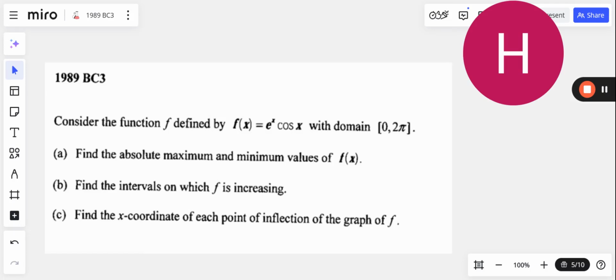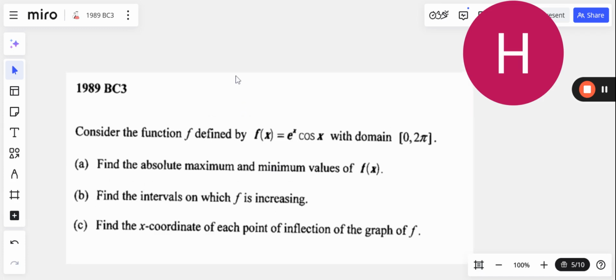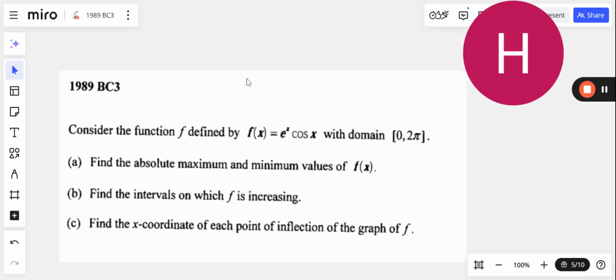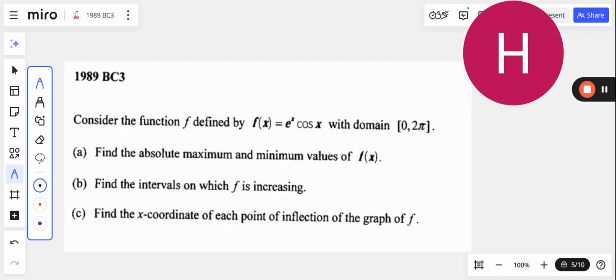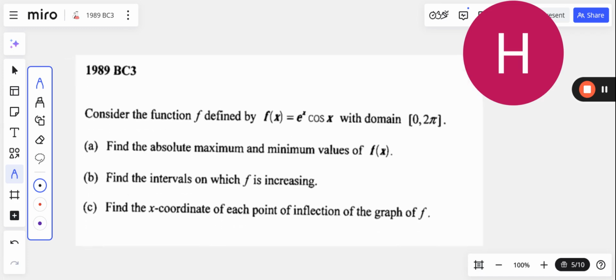This is math from the void, math coming at you out of nowhere. Today we have a problem from the 1989 AP Calculus exam. This is from the BC exam, but it is totally approachable by somebody in AB because of the topics.